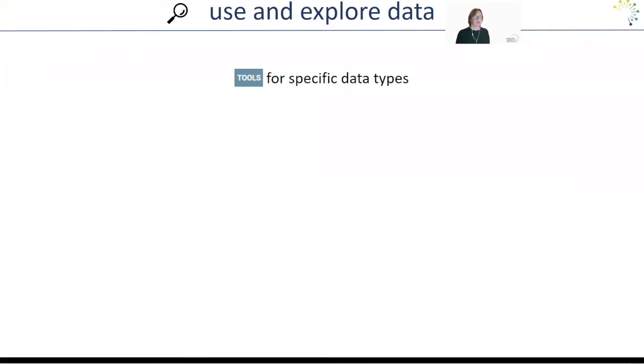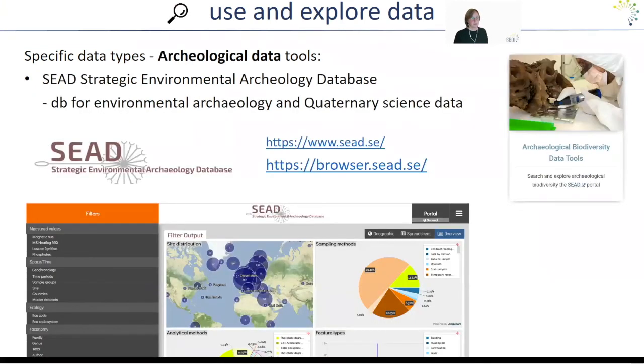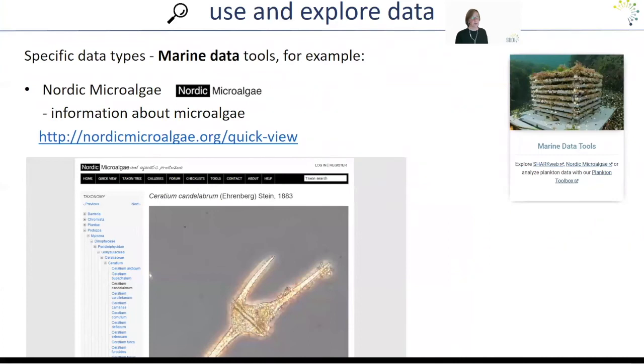And there are tools for specific data types. Here we have, for example, biologging data tools. And one example there is RAM, the Wireless Remote Animal Monitoring System, which is a database and a portal for biotelemetry sensor data. There's also archaeological data tools. The SEED is a database for environmental, archaeology, and quaternary science data. There are marine data tools, like the Nordic microalgae, that has information about microalgae.